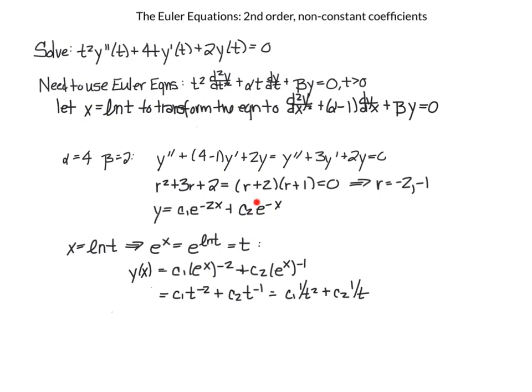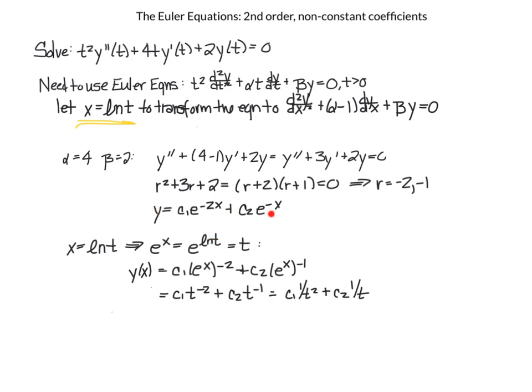And we have to be careful here because what we used was this x over here. So this is important that you remember your variable here is x. We've substituted x in here. So now we have to get y in terms of t. But we have that x is equal to natural log of t. So e^x, which is what we have here, is e^(ln t), which is equal to t.